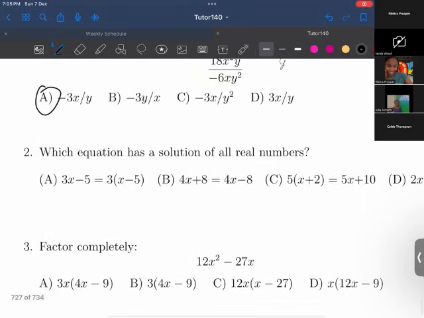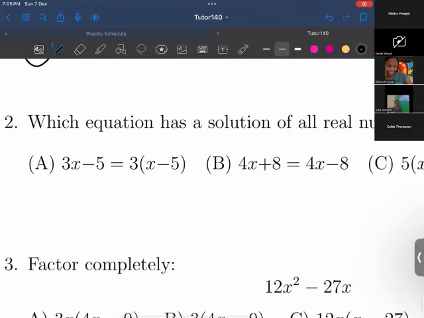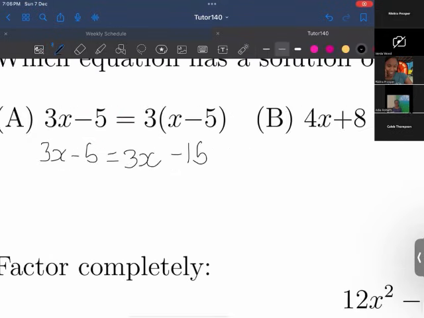B. Which equation has a solution of all real numbers? So the answer is the one where the equation simplifies to 0 is equal to 0. So when we solve it, for example, let's solve the first. This is 3x minus 5, and we distribute the 3. 3 times x is 3x, and then 3 times negative 5 is negative 15, right? And we have to solve for x. So we're going to transpose and send the 3x.